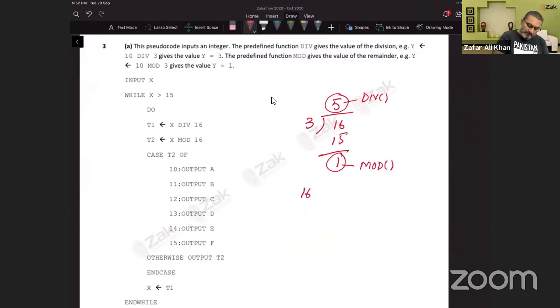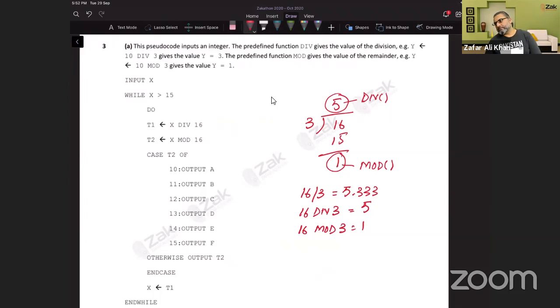One is absolute, 16 divided by 3. The answer would be 5.333. The other one would be 16 div 3 and that would be 5. The next one would be 16 mod 3, that would be 1. So there are 3 types of. Yes, Umama, output should be average.